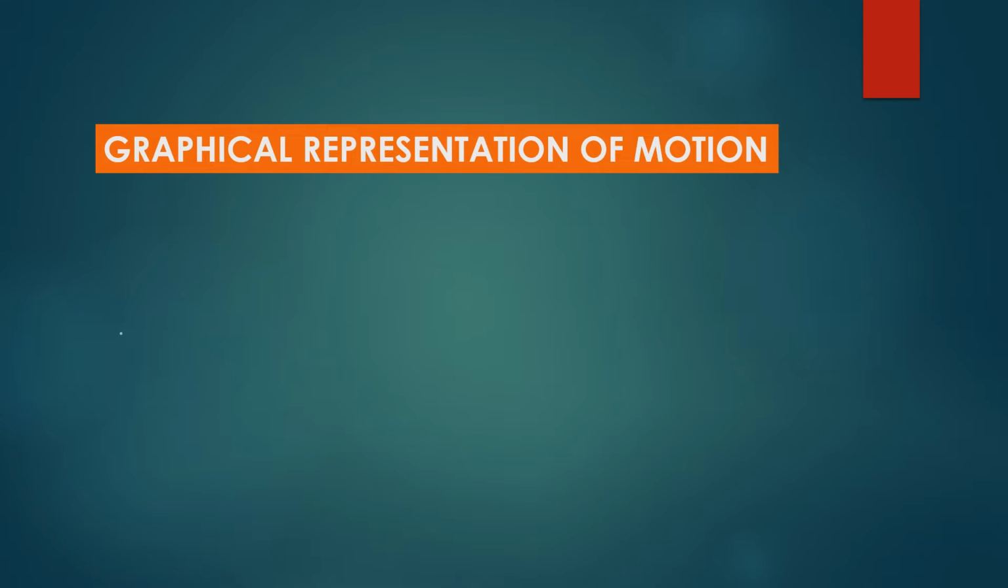We are going to study the topic graphical representation of motion. Graphs provide a variety of events. To describe the motion of an object, we can use line graphs. In this case, line graphs show dependence of one physical quantity such as distance or velocity on the other quantity such as time.